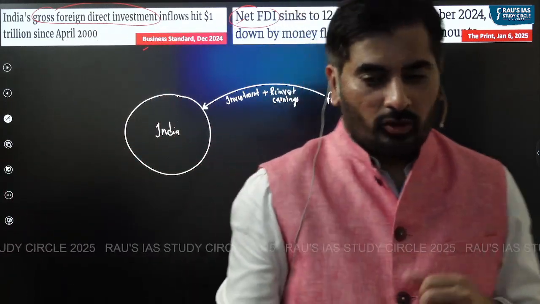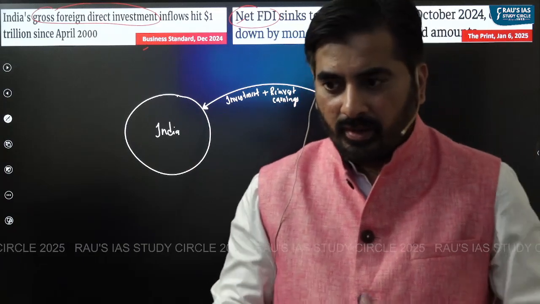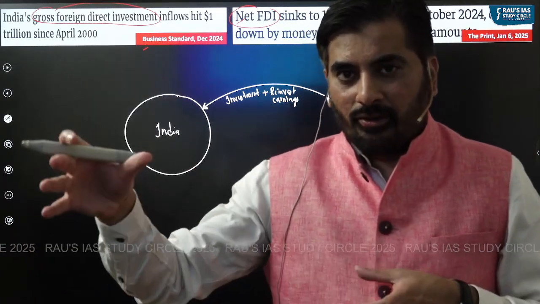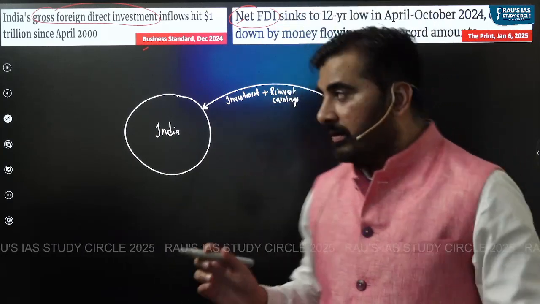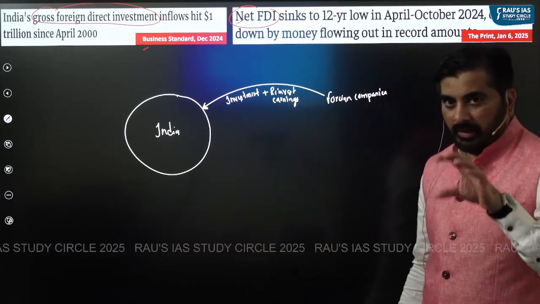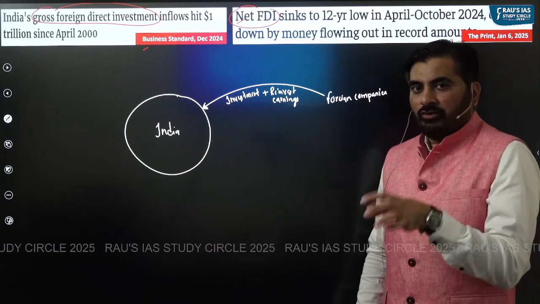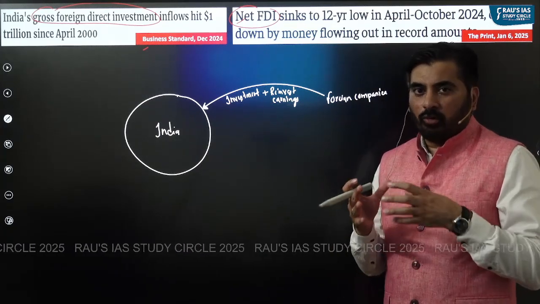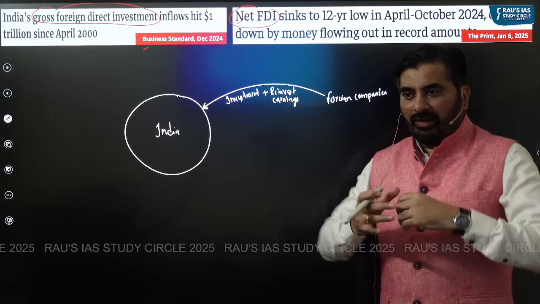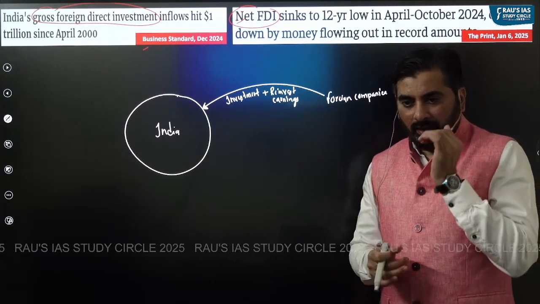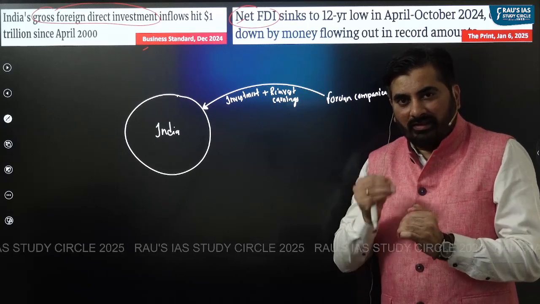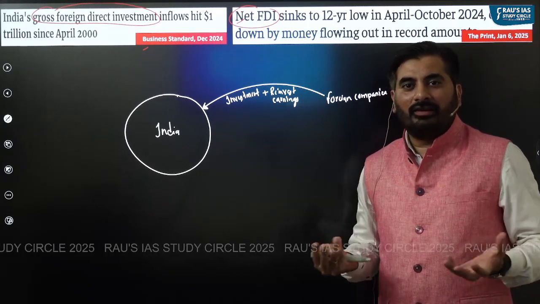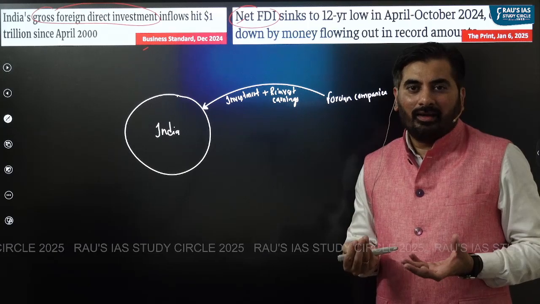Let's take an example like Starbucks. Starbucks has come into India, set up its shops, set up its retail outlets. It is an investment in India. It might so happen that Starbucks is earning profit. Those profits which it earns in a year, it might be reinvesting back in India. Those reinvested profits are also considered to be FDI.